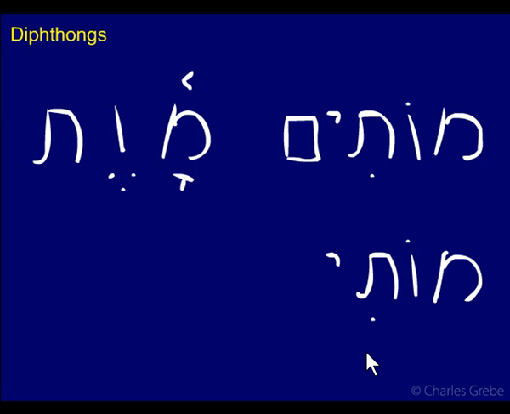Okay, I think that was it for diphthongs. So, diphthongs, we have two. One is with the yud, one is with the vav. They have helping vowels, typically these, maybe always those. When there are helping vowels with the diphthong, they contract to that, instead of yud, and to o. Diphthongs in Hebrew.